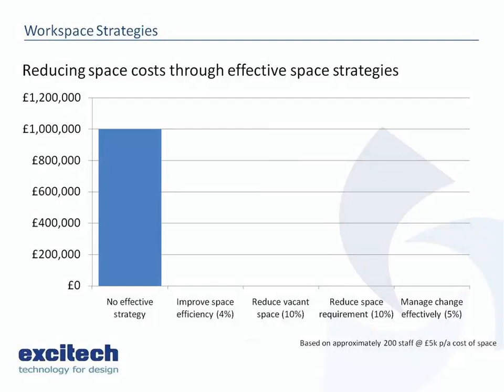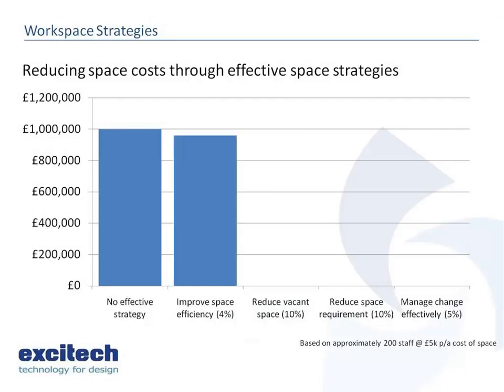So with no effective space strategy, that's our baseline. That's just what the space is costing at the moment, and with no effective strategy at all, it's just going to cost whatever it costs. By applying some kind of improved space efficiency, so literally squeezing more into the same space or making use of it more efficiently, that can be a saving of anything around the 4% mark. Again, these are just indicative costs, but give you an idea.